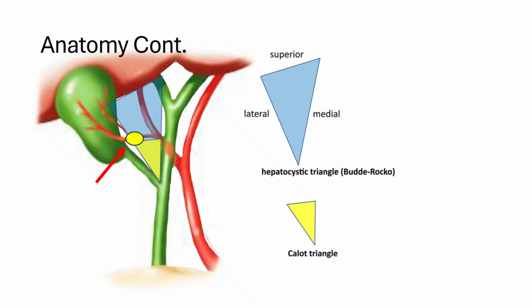You might also be asked about this yellow triangle called Calot's triangle, and it's made up of three borders as well. The medial one being the common hepatic duct, the superior being the cystic artery, and then the lateral border being the cystic duct. I've also included an additional landmark that's commonly asked by surgeons, and it's this yellow circle. I have a red arrow pointing at it, and that's supposed to indicate a lymph node that's found right around or even on top of the cystic artery, and that's going to be either called the cystic lymph node, or I've also heard it be called Calot's node because it's found within Calot's triangle.